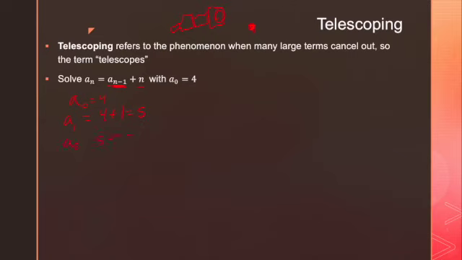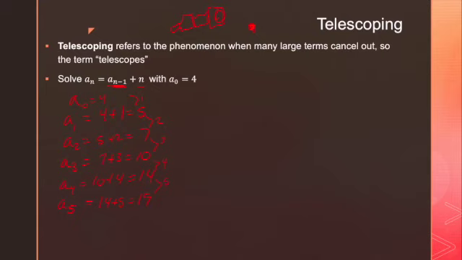a sub 3 is 7 plus 3, which is 10. a sub 4 is 10 plus 4, which is 14. I could do this all day, guys. a sub 5 is 14 plus 5, which is 19. Okay, I'm not seeing any pattern, right? I mean, the difference here is 2, 1, 3. It's increasing by n each time. So this is not super helpful, okay?